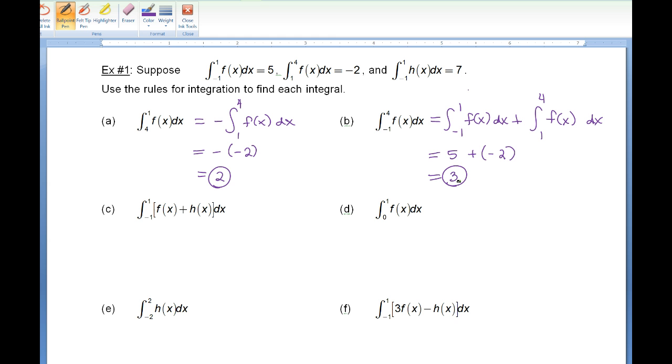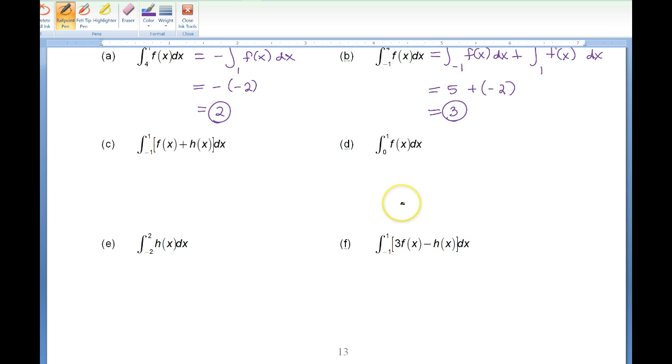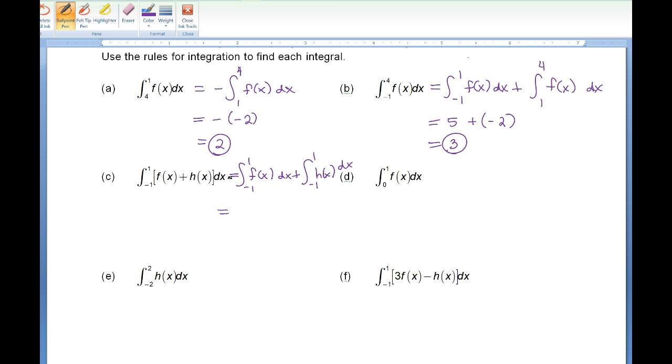Okay, how about the next one? From -1 to 1 of f of x plus h of x. We can break it up into two separate integrals. So I can rewrite this as the integral from -1 to 1 of f of x dx and the integral from -1 to 1 of h of x dx. So it's going to be what, 5 plus 7?